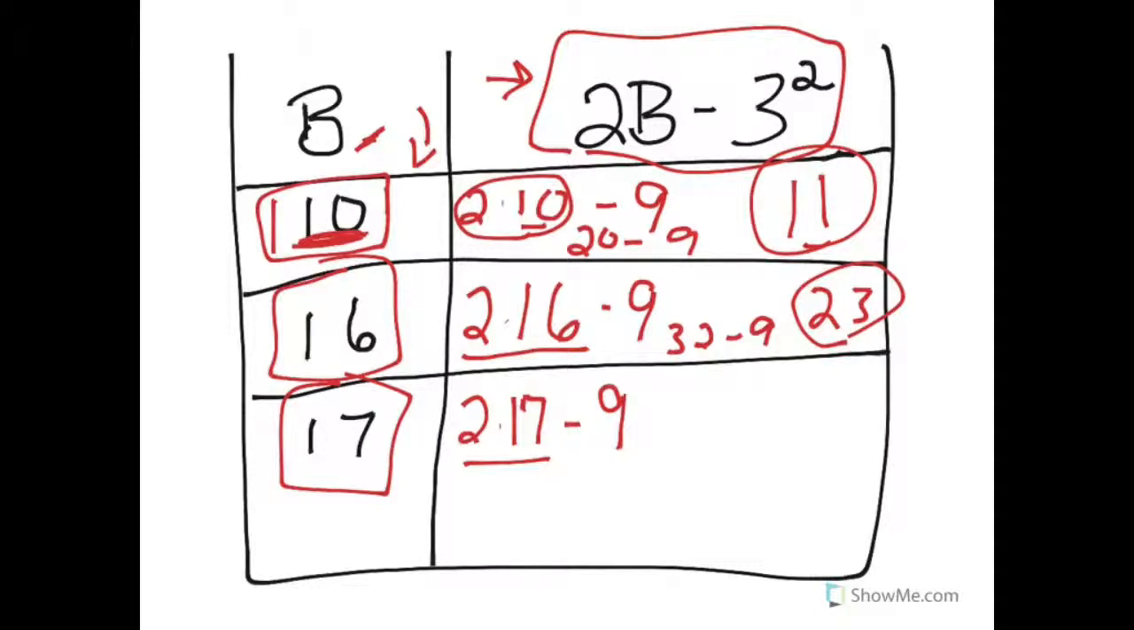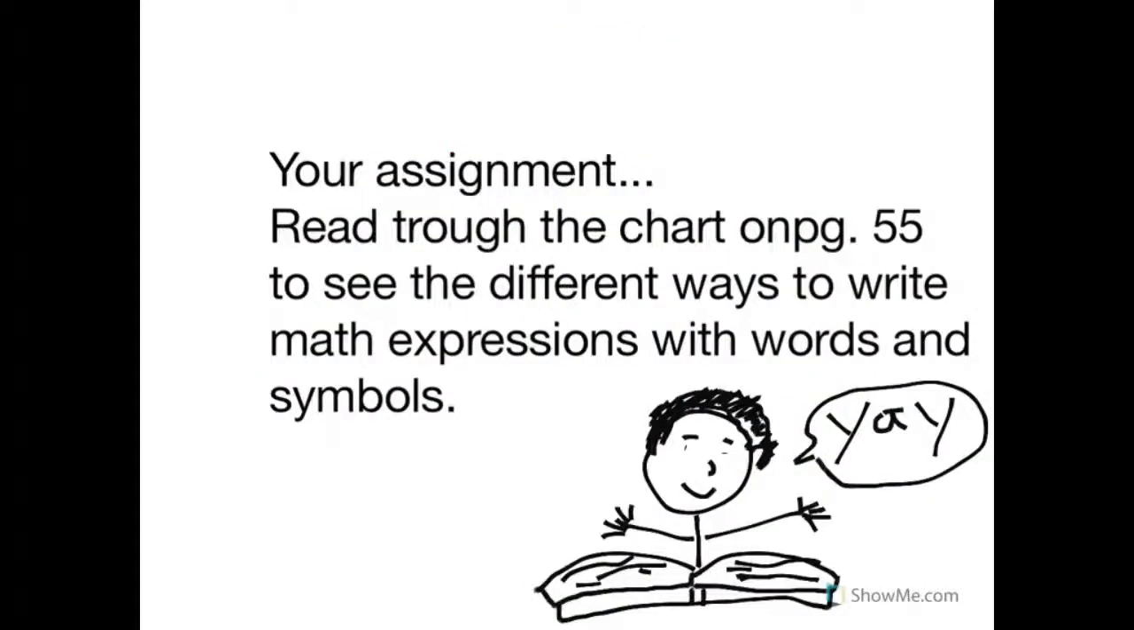Okay, we have 3 squared gives us 9, and then we have to do 2 times 17 next, because in PEMDAS, or order of operations, multiplication would come next. That gives us 34 minus 9. Okay, simple subtraction problem, and we're going to end up with 25.